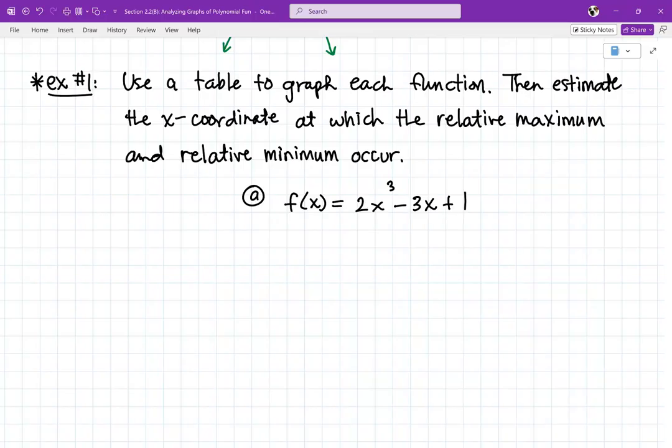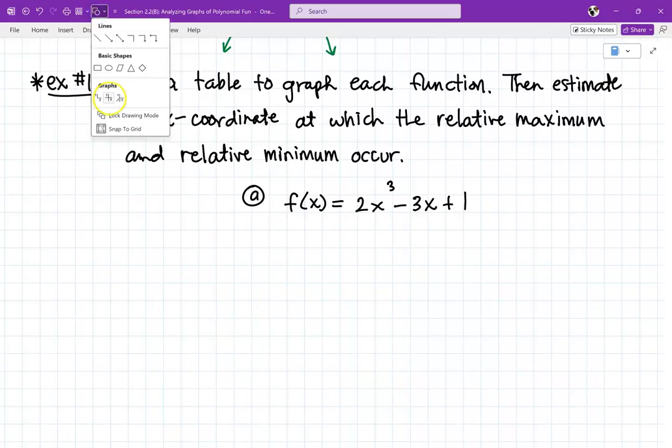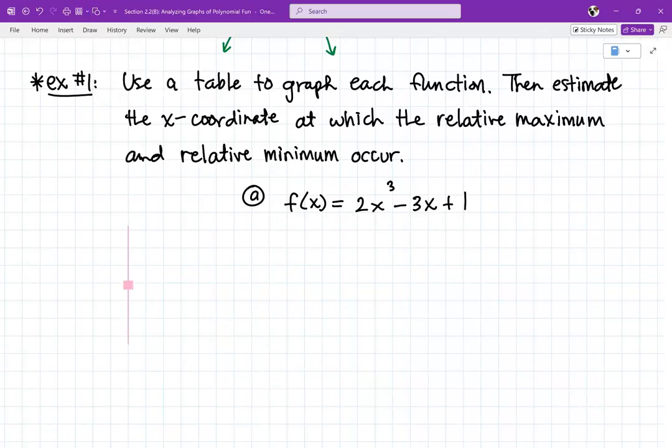I'm going to guarantee you that I'm probably going to be wrong on at least one of them. But it's okay as long as I'm close. I've got to get close to the right answer. I can't be really off. So we're going to use a table to graph each function. Then we're going to estimate the x coordinates. In other words, just the x coordinate, not the y, just the x value, where the max and the mins occur. Okay, so let me go ahead and make a coordinate plane here.